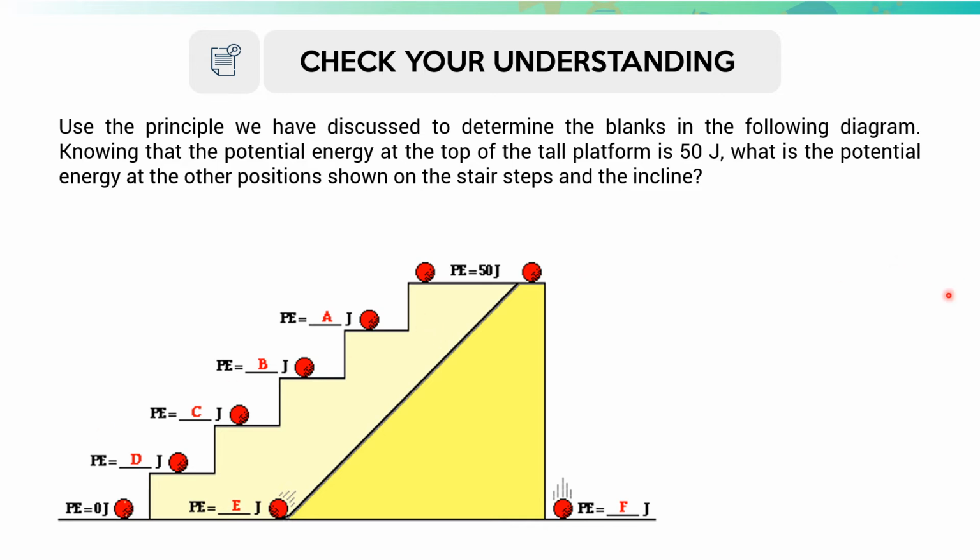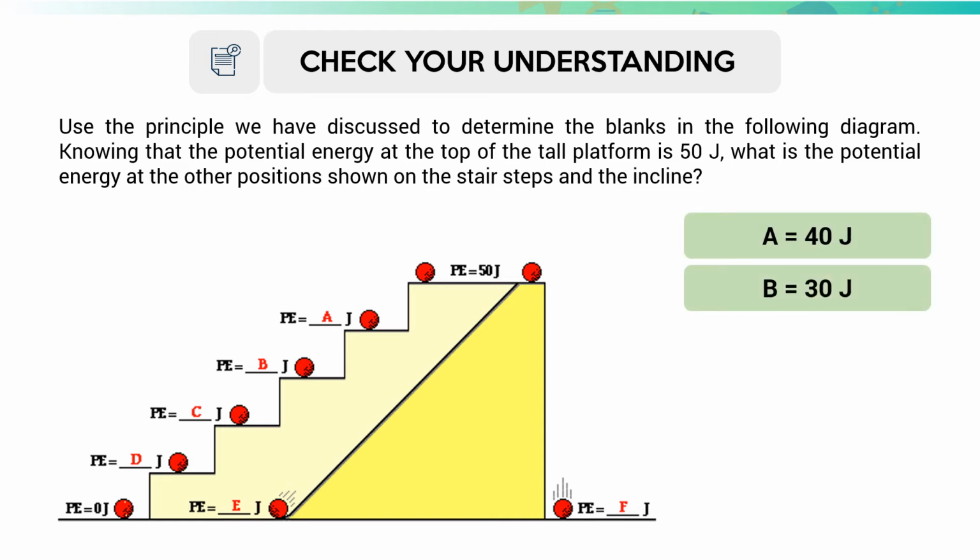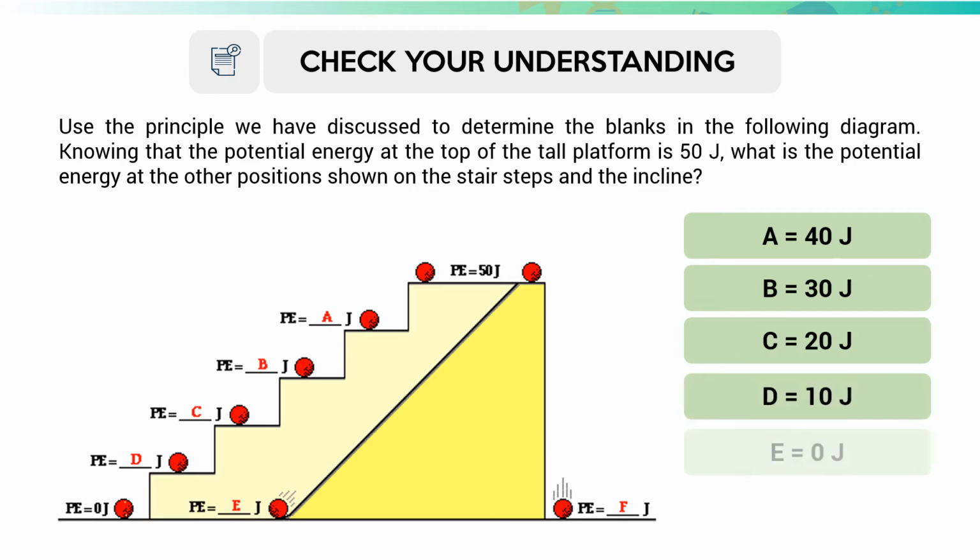Okay, so let's reveal our answers. A would be 40 joules, B would be 30 joules, C would be 20 joules, D would be 10 joules, E would still be 0 joules. Why? Because according to our PE, it is determined by the height, and if this is our zero height position, there will be zero height, which means there would be 0 joules.